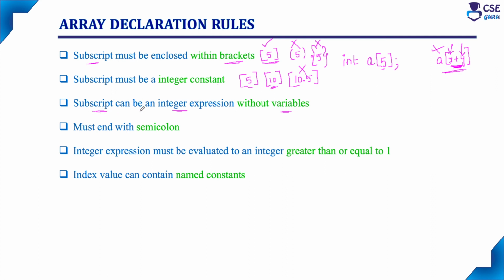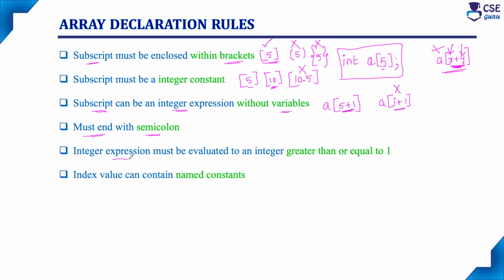So the subscript can be an integer expression without variables. An integer expression, for example, a of 5 plus 1, we can give. This is an integer expression, so variables are not allowed. A of i plus 1 is wrong during declaration, but during program execution it is allowed. And the declaration should end with a semicolon. This we already know.